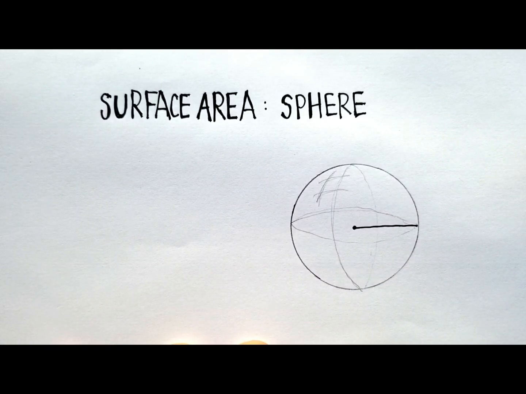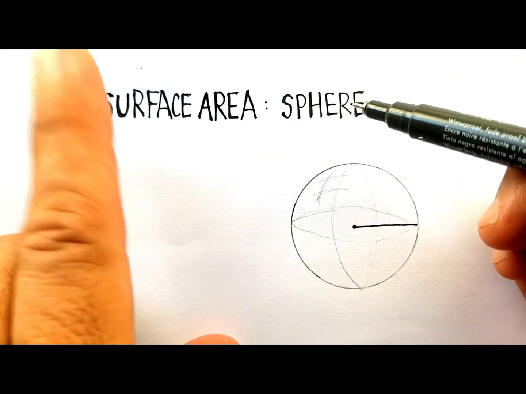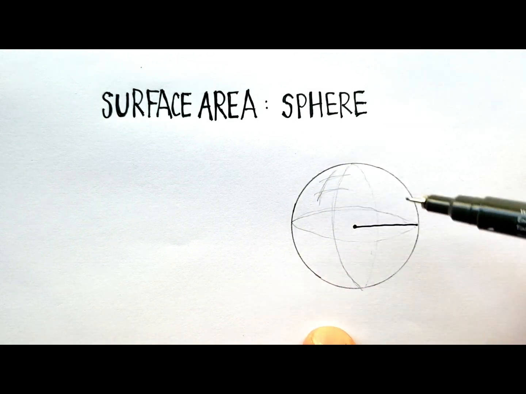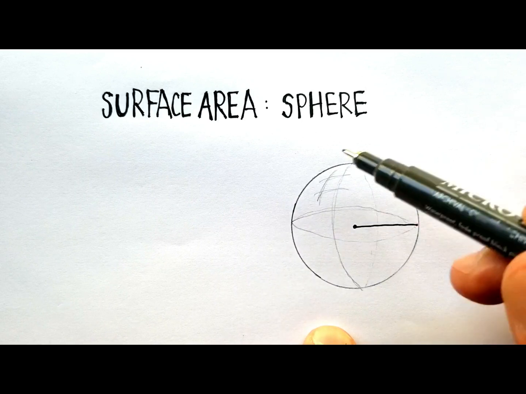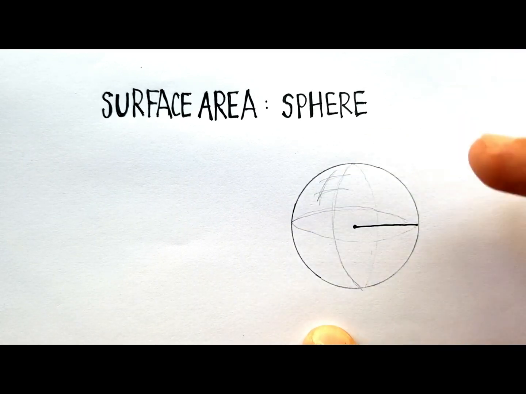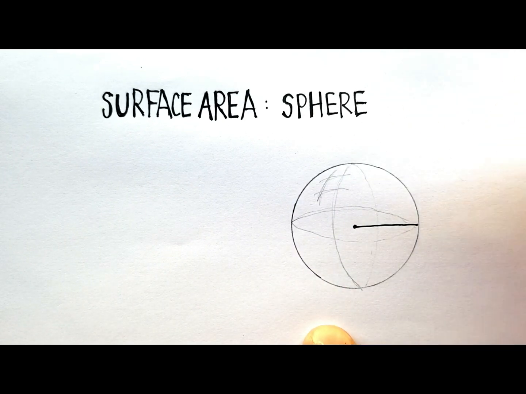Okay, in this video we're going to cover the concept of surface area, and specifically surface area of a sphere. Now let's take a look at this drawing. I tried to draw some three-dimensional marks in here so you can see that this is not just a circle, but it's actually a sphere.